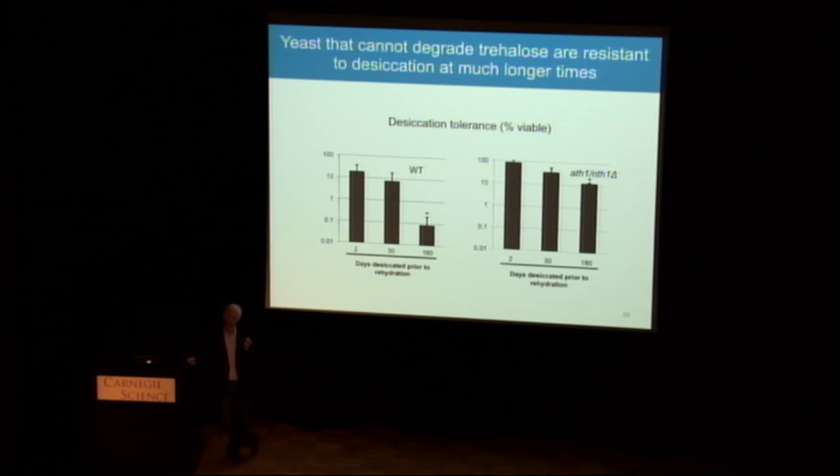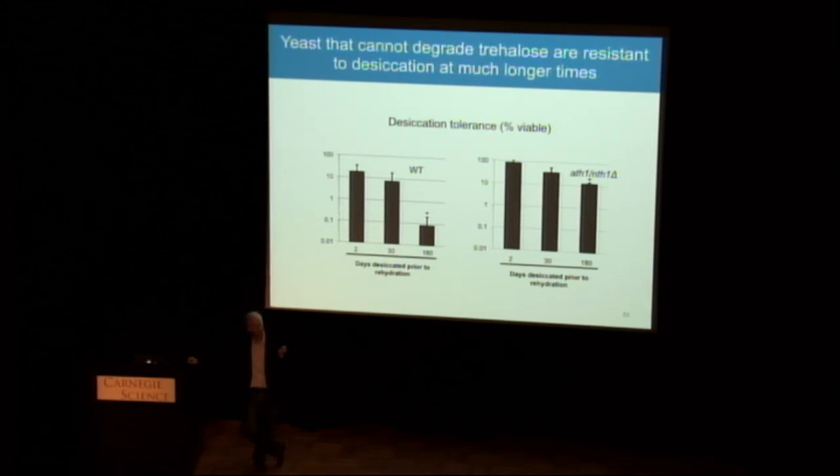But it also told us something interesting, which I think will be relevant to your talk coming next. People didn't want to believe this at first, because what I just told you is that the difference between wild type and this mutant is that there are enzymes present in the desiccated cells that are chewing on the trehalose, gobbling it up over time. And if we get rid of those enzymes, it works. Well, nobody believed that enzymes would be active in 2% water. They thought it would be impossible. You couldn't have metabolic activity.